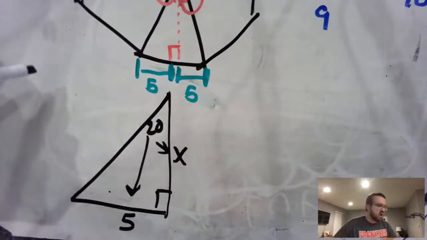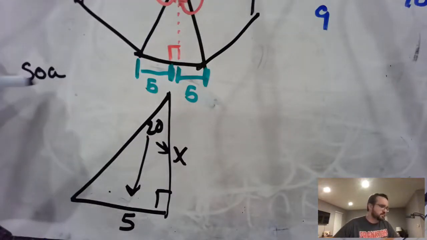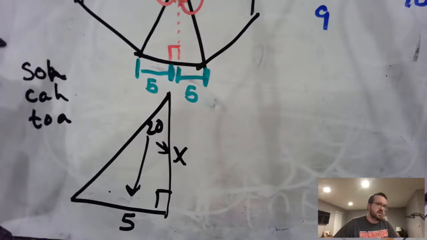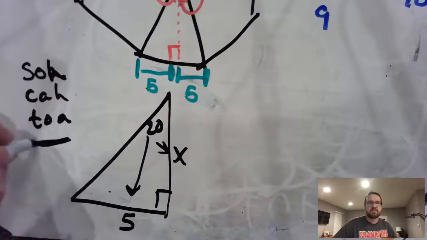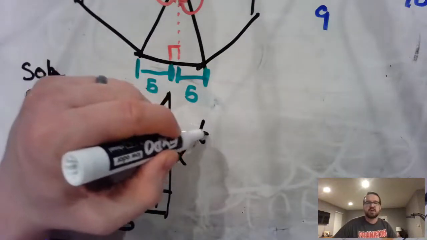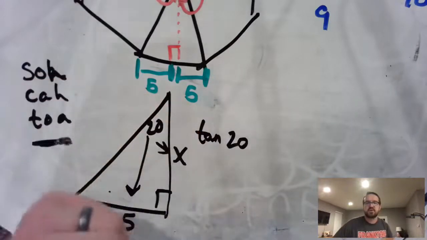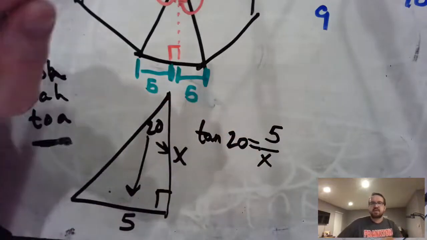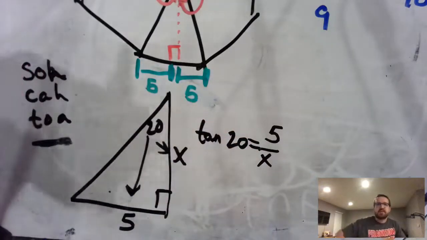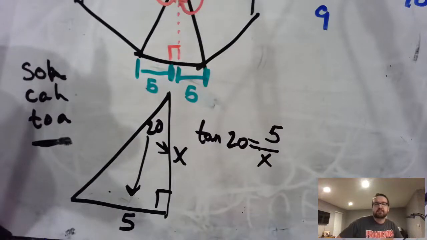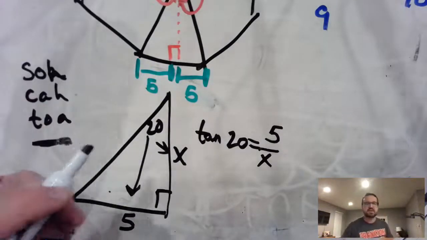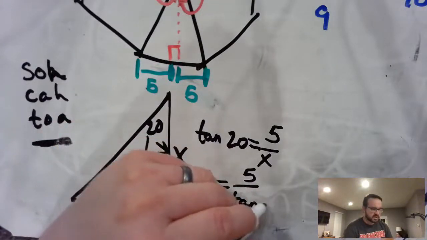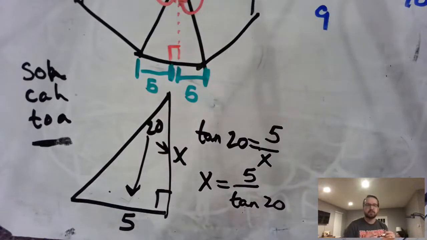So if we recall our phrases, SOH CAH TOA, right? The only one that has to do with opposite and adjacent is the tangent. So I'm looking for the tangent of 20 degrees equals, and again, be careful, we need to set this up in the right order, with the opposite being on top and the adjacent being on bottom. Again, hopefully this is second nature, but we know that x is going to be the same thing as 5 over the tangent of 20, right?